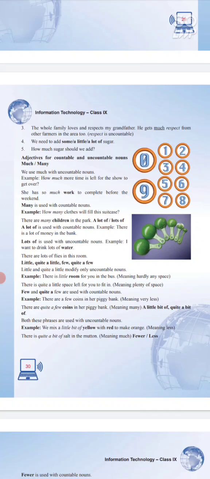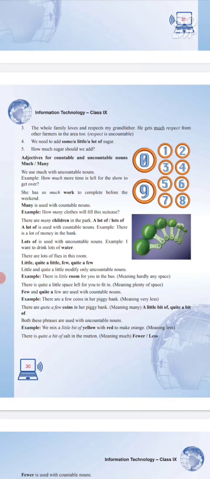Next we have a lot of and lots of. We studied the difference between much and many. Now we will study the difference between a lot of and lots of. A lot of is used with countable nouns. Example, there is a lot of money in the bank.